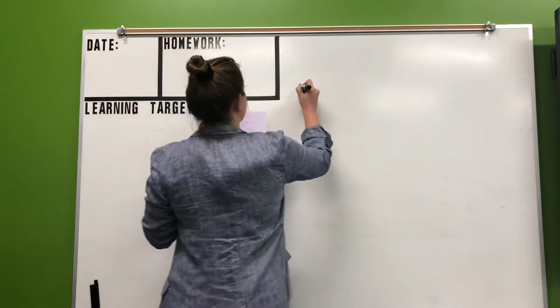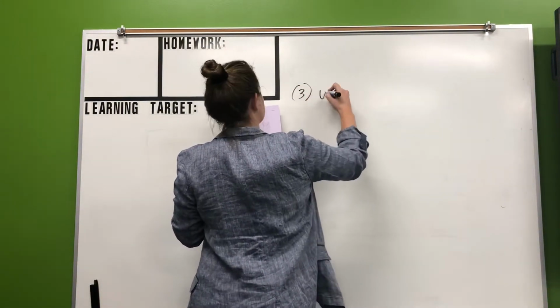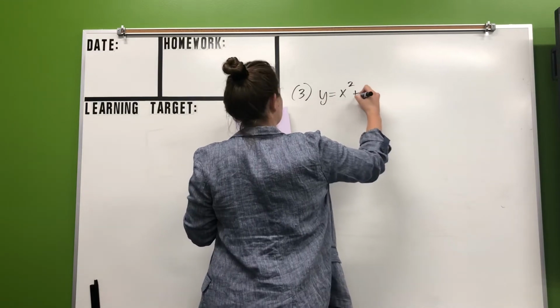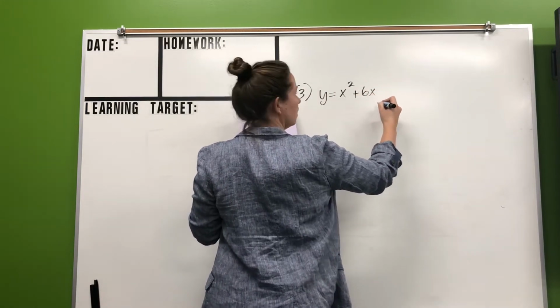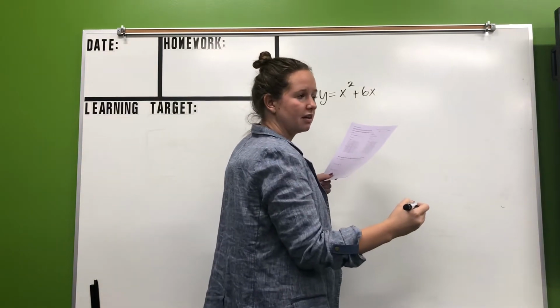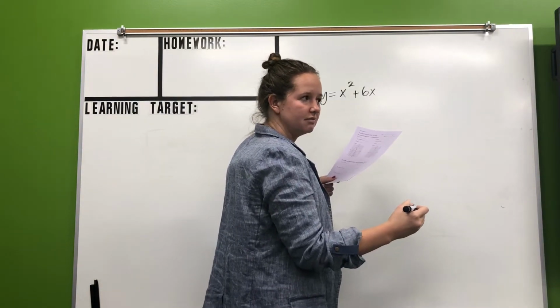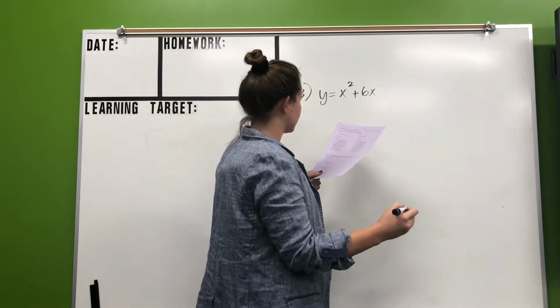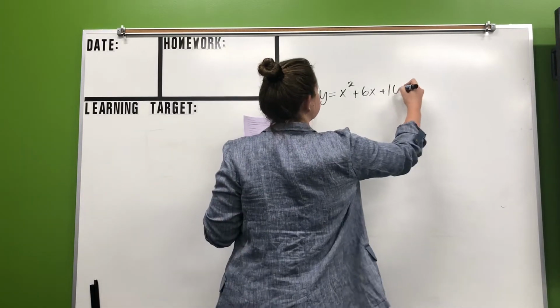So first, look at number 3. Number 3 is... what is that noise? Can you guys hear that? Anyway, y equals x squared plus 6x plus 10.